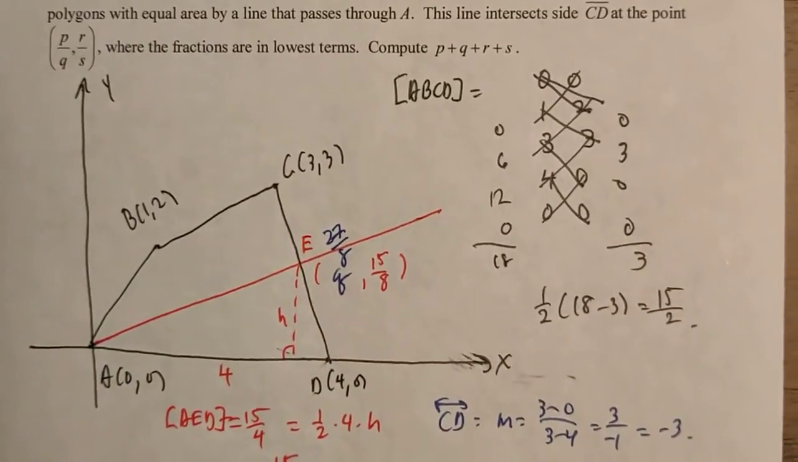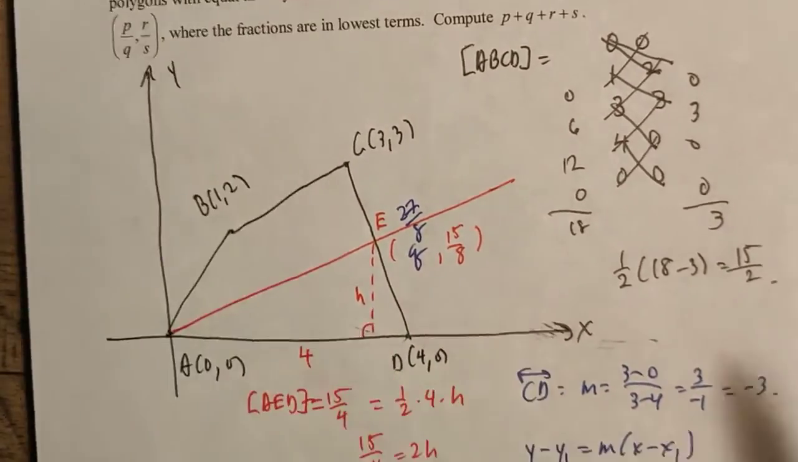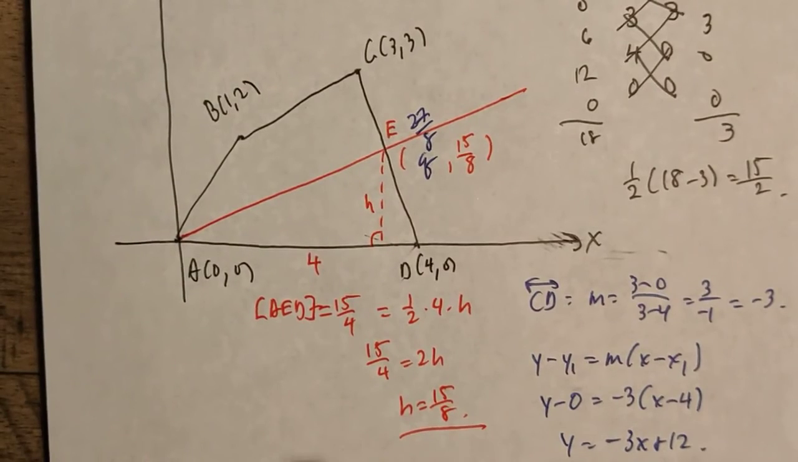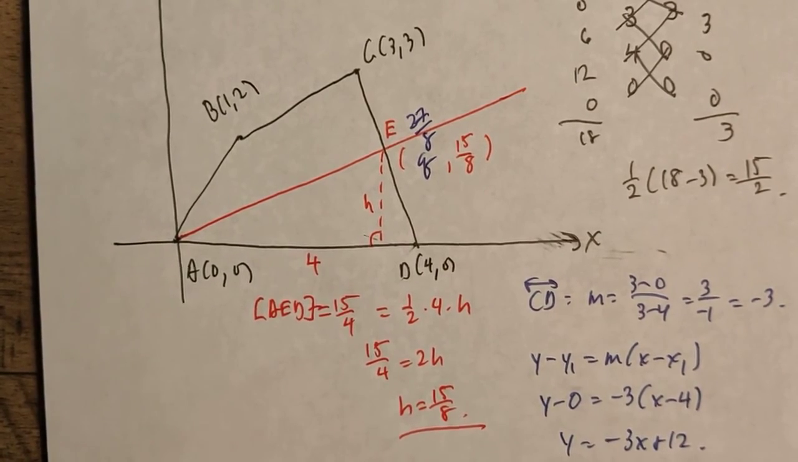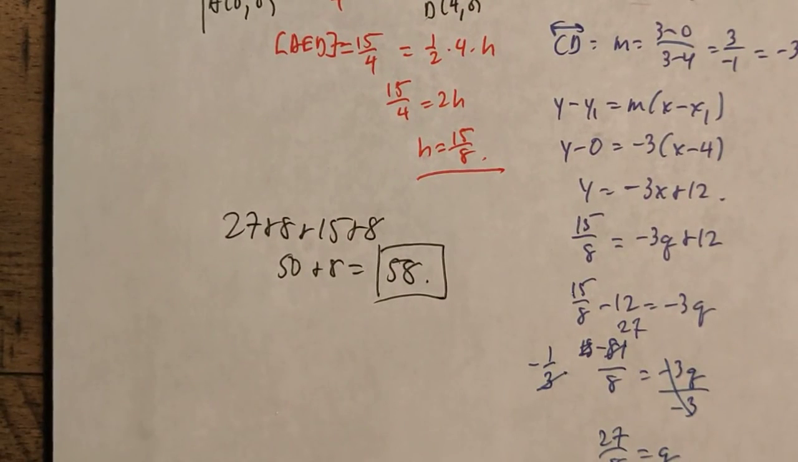The problem asked for the sum of all of these, because it says to write it as a fraction. So therefore, we can now add everything together: 27 plus 8 plus 15 plus 8. Let's see, that is 35, and 15 is 50, plus 8. And that yields us 58.